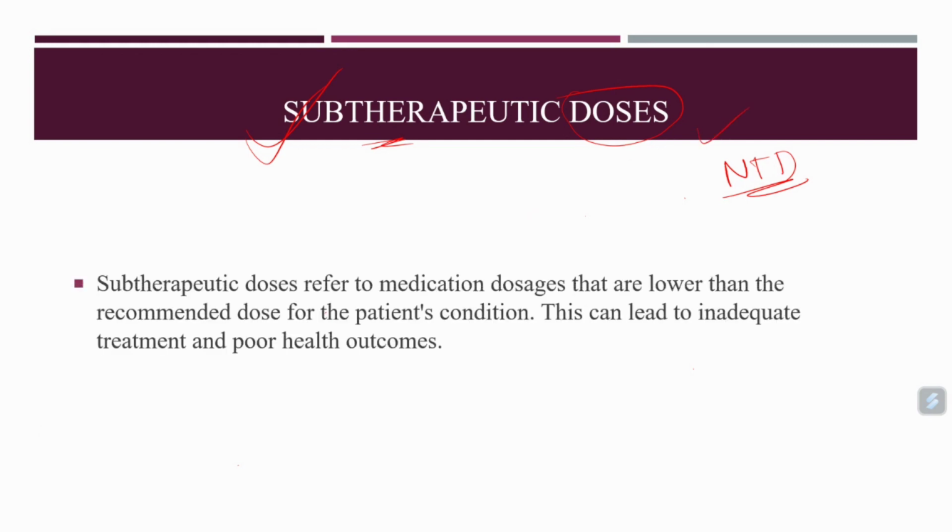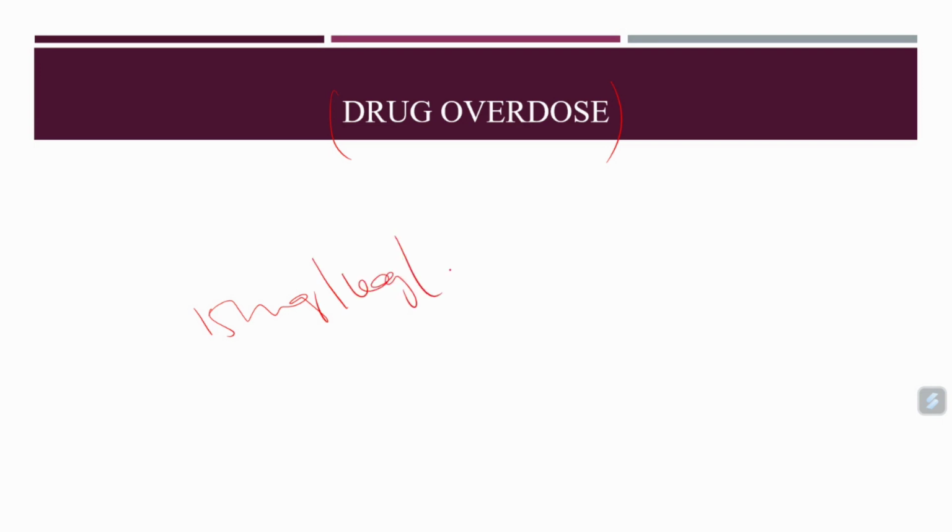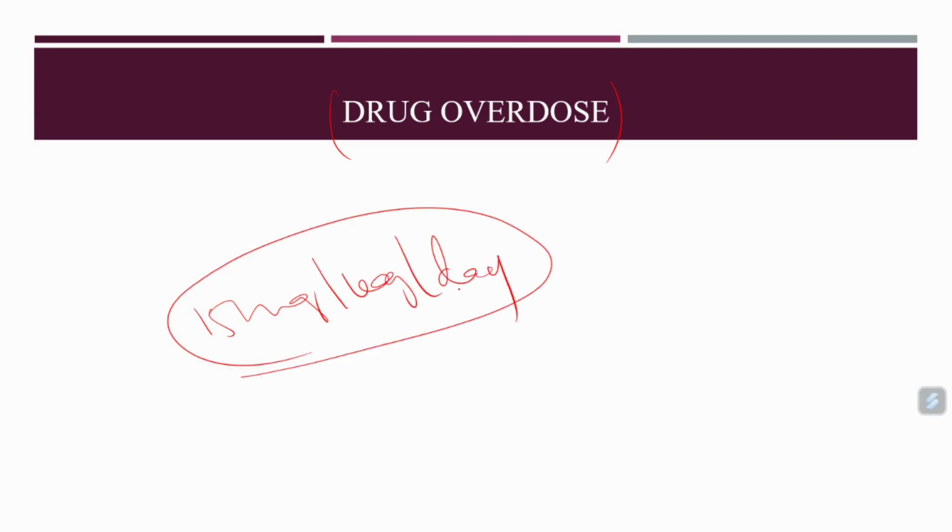I think you understood what a subtherapeutic dose is, and with a subtherapeutic dose, treatment failure occurs, and that becomes the major risk for medication error. Clear, everybody? And next, a very important type of medication error is drug overdose. Same like subtherapeutic dose, there is another concept called drug overdose. Here, if 15 mg per kg per day is the standard dose for amikacin, and the same dose is prescribed BD, that becomes a prescription error.